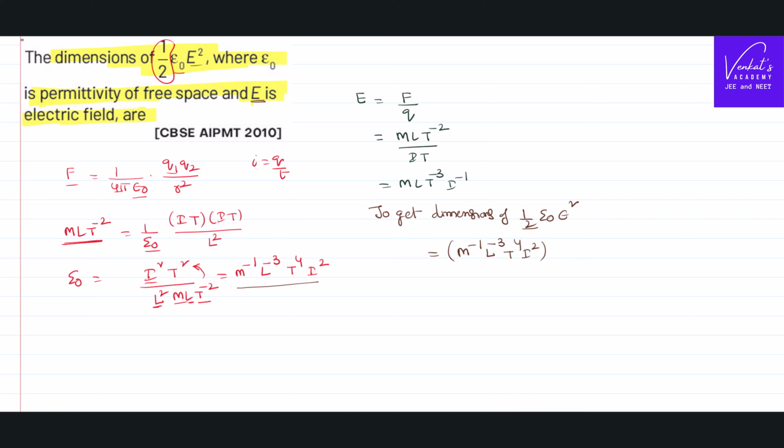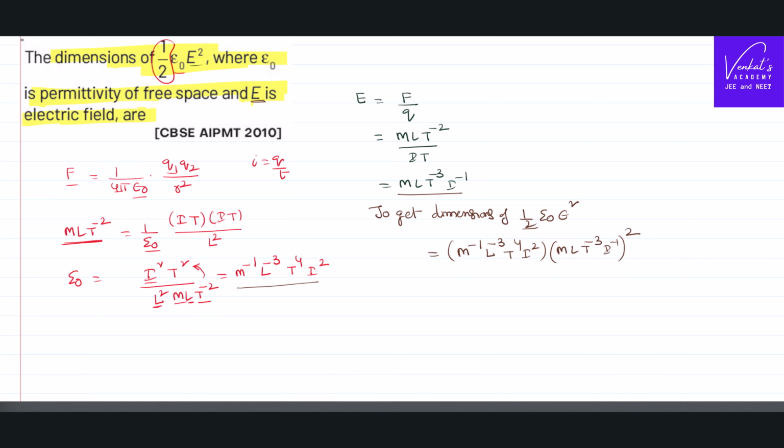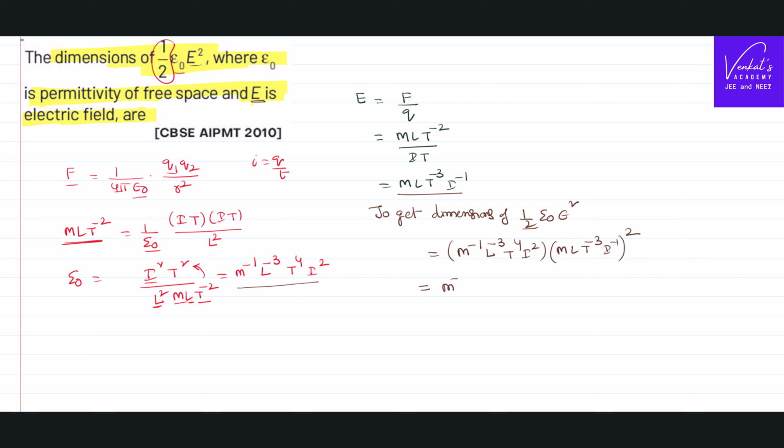And the dimensions of electric intensity square. This I have to square now. M L T power minus 3, I power minus 1. It has to be squared. So if I try to simplify that, M power minus 1, L power minus 3, T power plus 4, I power plus 2, and this has to be squared. That is M square, L square, T power minus 3 and plus 2, T power minus 6, I power minus 2. Now what happens?